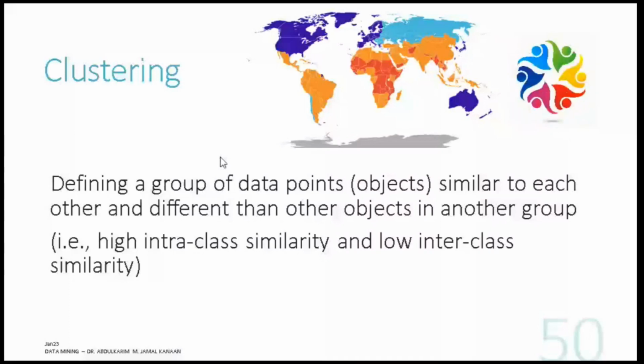So we group data points similar to each other in one group and different from other objects in another group. That is to say, high intra-class similarity and low inter-class similarity. The point is we try to find similar objects and group them up, and those that are different we put into another group. Of course, not necessarily two groups. Maybe we determine we need 3, 4, or 5 groups. It depends.